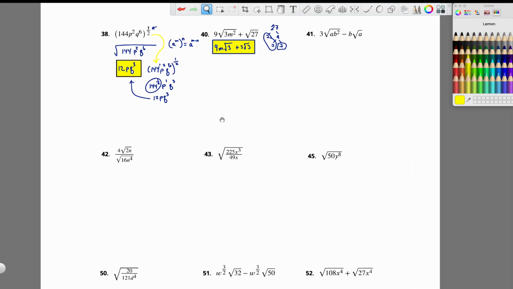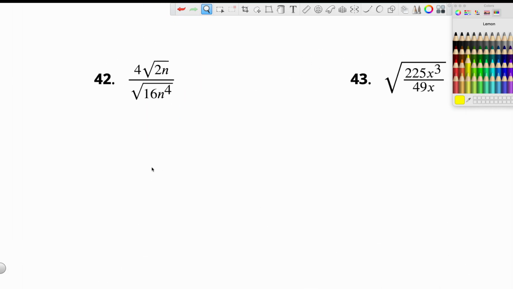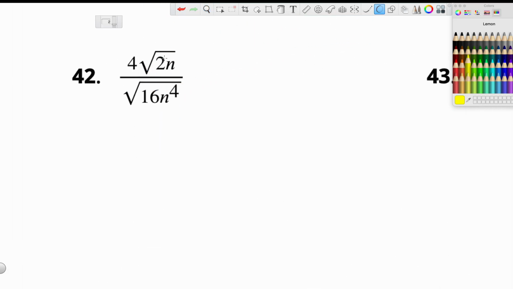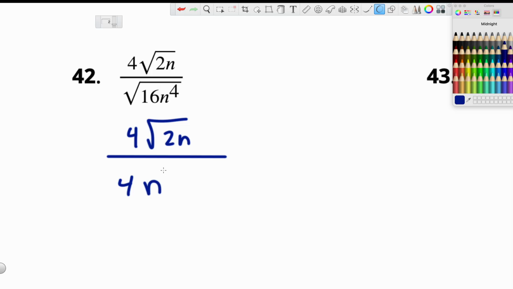And 42. Okay, square root of 2n, nothing can come out here. I'm just going to rewrite that in the numerator. Now 16 is a perfect square. 4 comes out. N to the 4th is a perfect square, n squared. And then look, I have 4 both in the numerator and the denominator. That cancels out. So I get the square root of 2n over n squared.